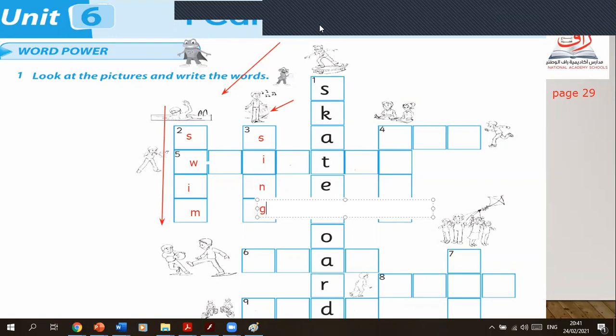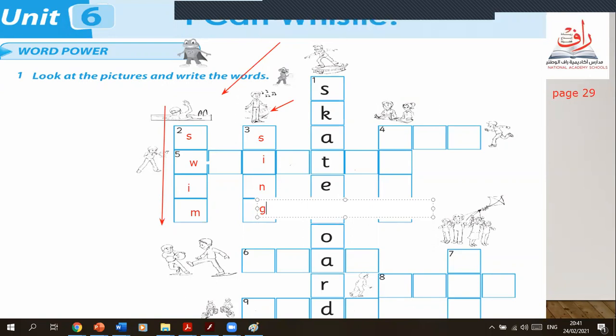Let's go for number four. We can see a boy and a girl. What are you doing? Read a book. Excellent. Let's try it. Read here. R with E. Read. Read a book. Excellent. I am moving the letters, but please let's put the letters in the middle.